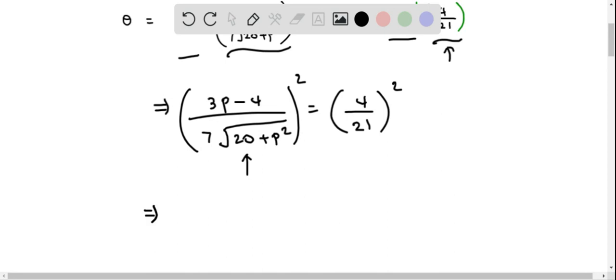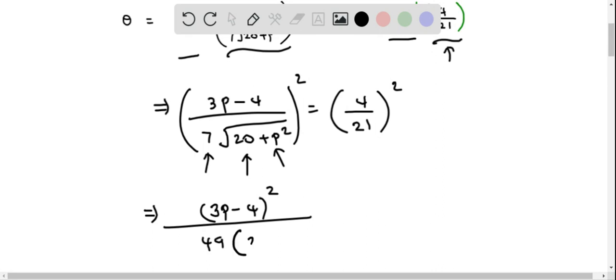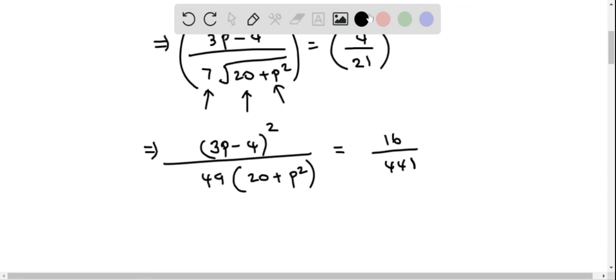When we do so, we will have the square of the numerator term, which is (3p minus 4) squared, divided by the square of the denominator expression. The square of 7 is 49. And then when we square this square root expression, the square root will cancel. And so this equals the square of 4 in the numerator, which is 16, and then the square of 21 is 441. Now let's do the cross multiplication and put this in a simple form.